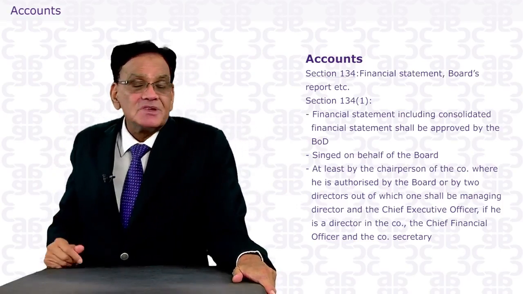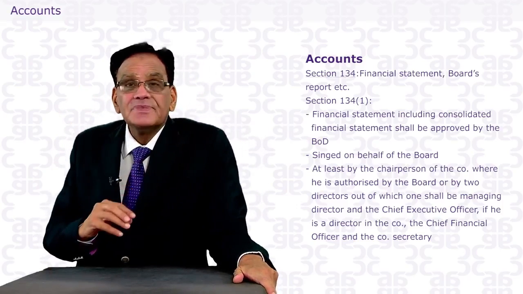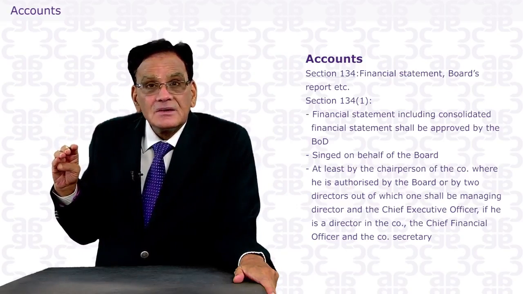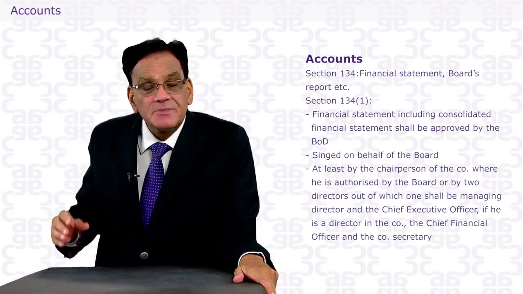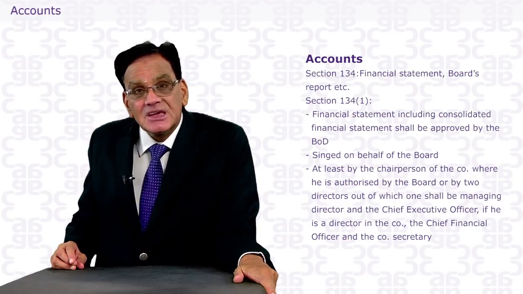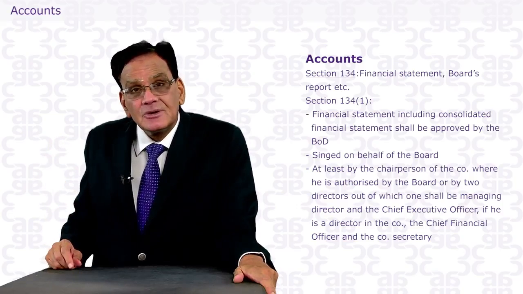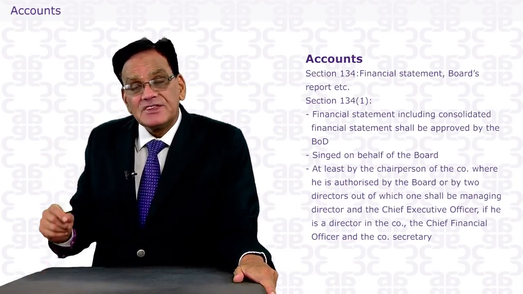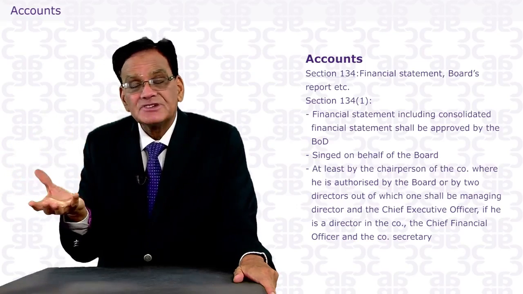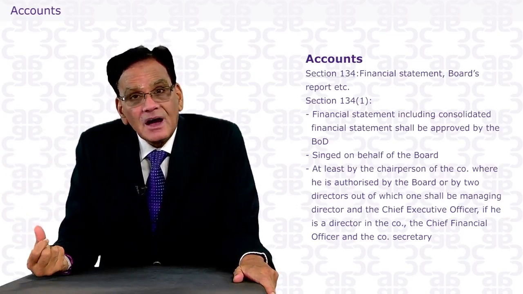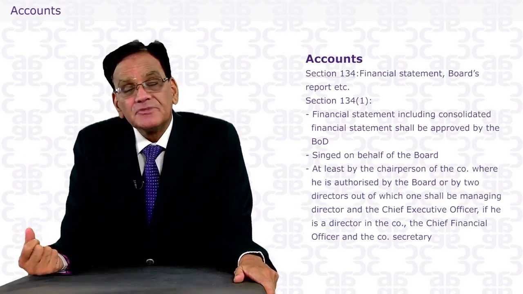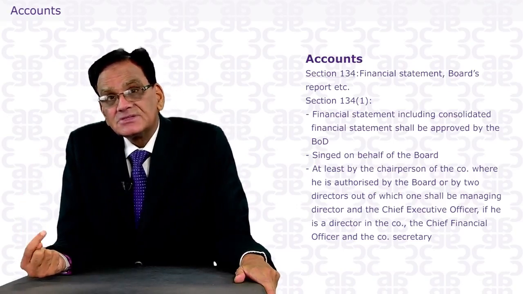So the financial statement will be approved by the board. After approval, it will be signed by the chairman. In case we don't have the chairman, then by two directors, and one of them shall be the managing director. It will be signed by the chief executive officer, who is the director of the company, by the chief financial officer, and by the company secretary. So the financial statement will be signed by these people after being approved by the board of directors, on behalf of the board of directors. This is section 134.